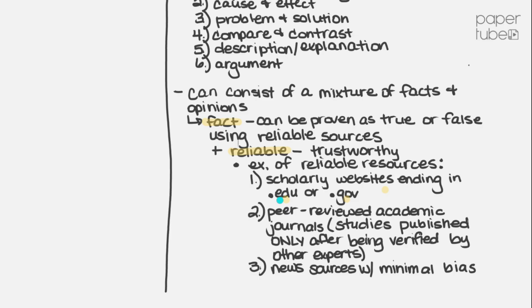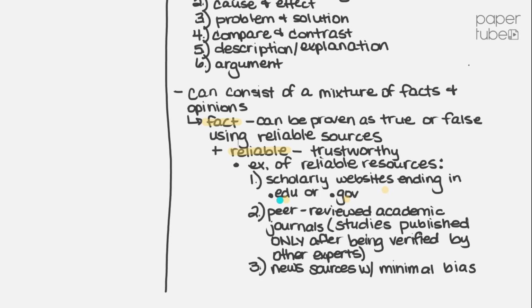You can also use a .gov website, that's for government, but also keep in mind that government websites can be influenced by whichever political party is in power at the time. Another good resource that you could use to find reliable information would be a peer-reviewed academic journal. Basically, those are like magazines where studies will only be published if other experts in their field have gone through the study and verified that things that are published there are in fact true.